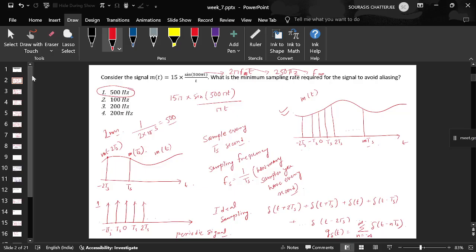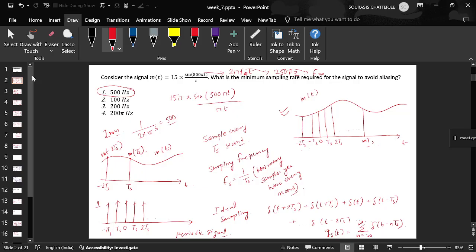Okay, so first we are given a particular signal and we are asked what is the minimum sampling rate required for the signal to avoid aliasing. So there are two important parts here. First of all, sampling rate, and second is aliasing. So we have to see what those terms actually signify and what they actually mean. For example, why is sampling rate even required?